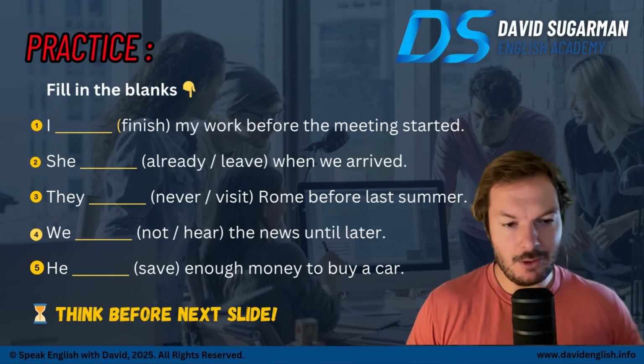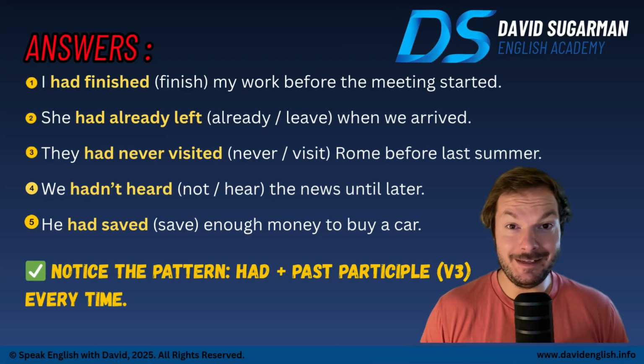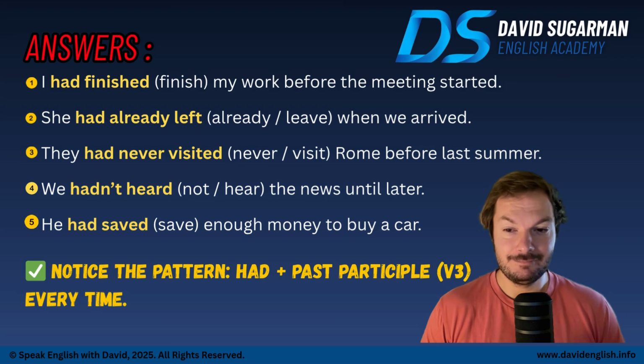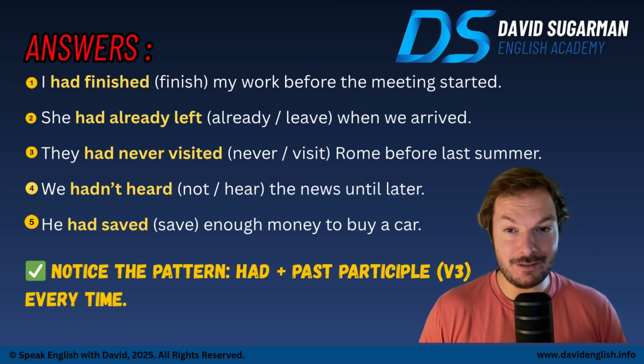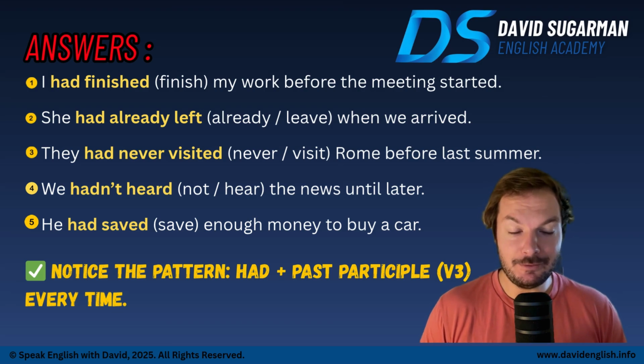Okay, let's go to the answers. I had finished my work before the meeting started. She had already left when we arrived. They had never visited Rome before last summer. We hadn't heard the news until later. He had saved enough money to buy a car. Notice the pattern. Had plus past participle, the verb 3, every time.